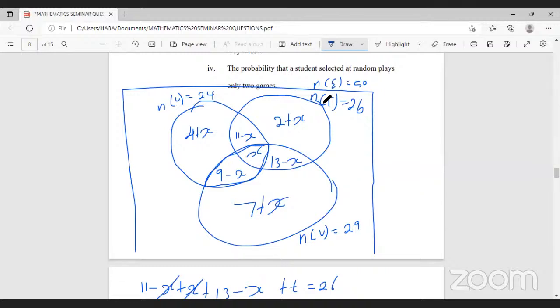Teacher, yes, please. Where did he get the 13 on volleyball only? Where did he get the 13 to add on the 9 to get 7 plus x?